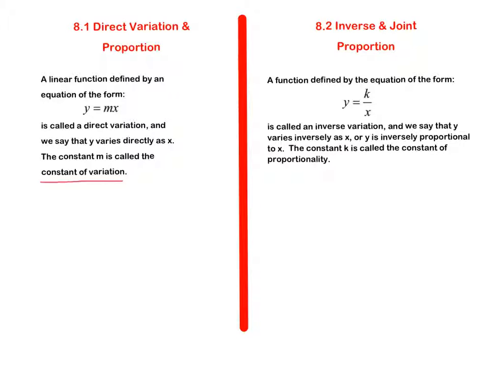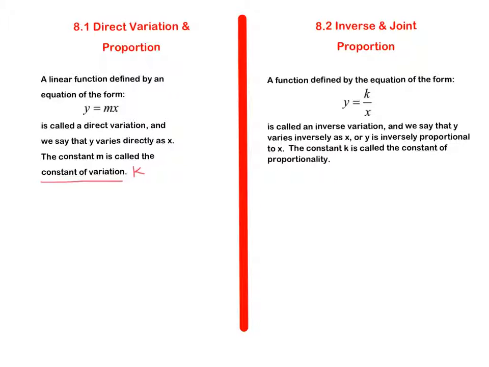When we do our lesson 8.2, we refer to it as k instead of m. It really doesn't matter. You could also call this constant of variation k if you wanted. The reason we don't is for a linear function like this, that coefficient would technically be the slope.